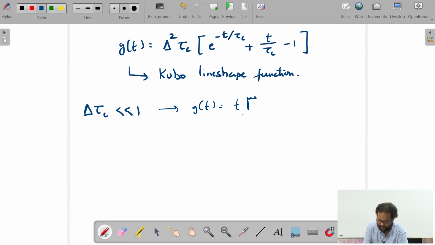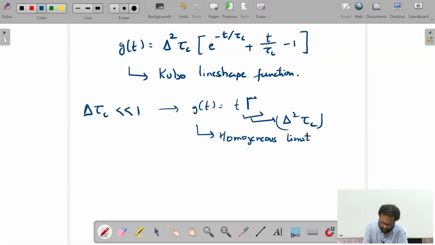In fact, you can show this gamma to be actually this. And this is what is referred to as the homogeneous limit. And in fact, gamma happens to be your dephasing rate. Rapid fluctuations. On the other hand, if I have slow fluctuations, I could have fast fluctuations as well as slow fluctuations. I have slow fluctuations only. You can see that G of t is half delta square t square.